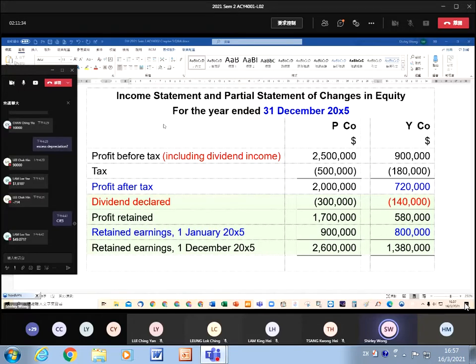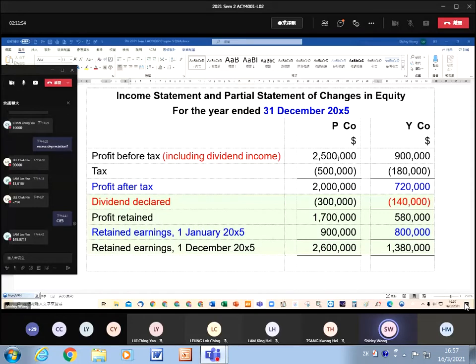Therefore, the dividend income is included here. If they give you the normal income statement, start with sales, purchase, cost of goods sold, you need to follow the normal practice to do that. Okay? So you will highlight the dividend income.